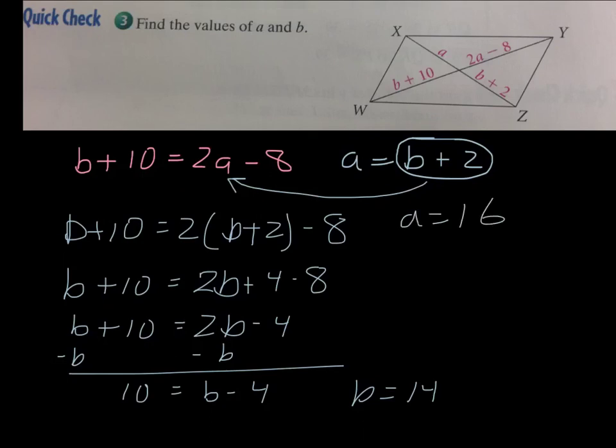And plug it back in. This side of the equation is then going to be 24. We better get the same thing on the other side. 2 times 16 is 32, minus 8 is 24 as well.